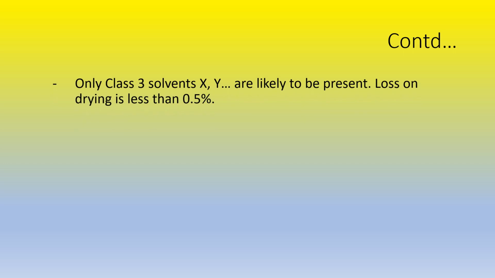The following statements may be made. Only class 3 solvents X, Y, etc. are likely to be present. Loss on drying is less than 0.5%. So, if only class 3 solvents are present, this statement would suffice. Here it is necessary to declare the list of class 3 solvents used in the process.